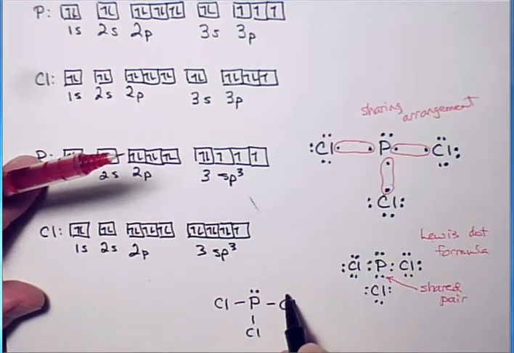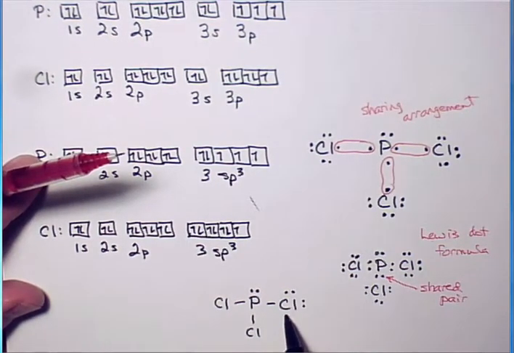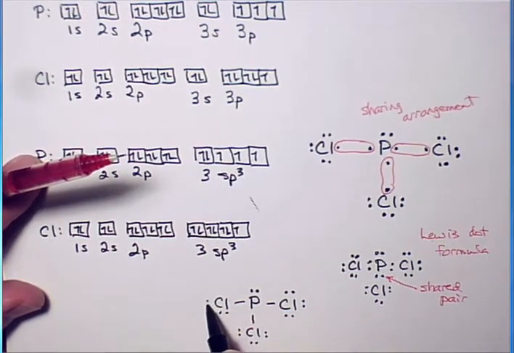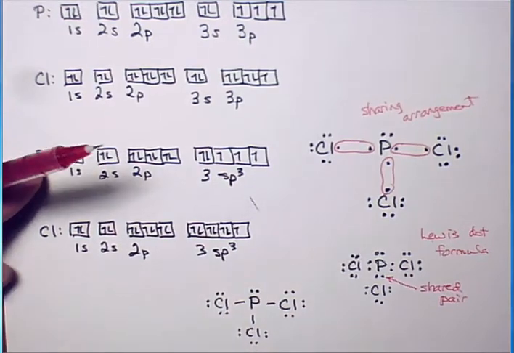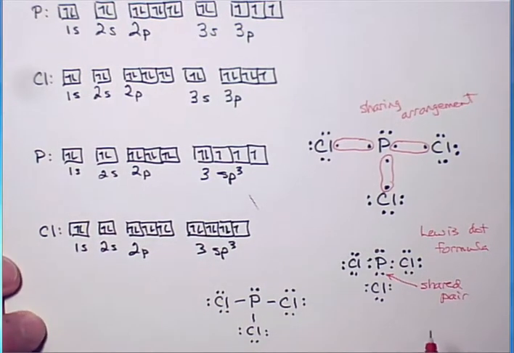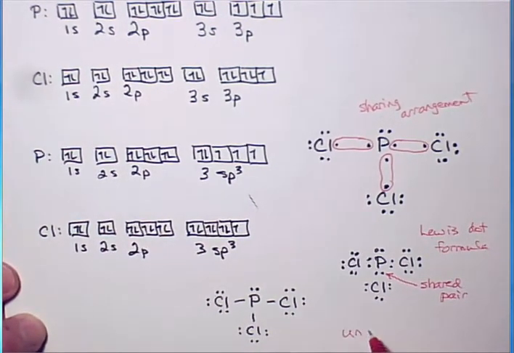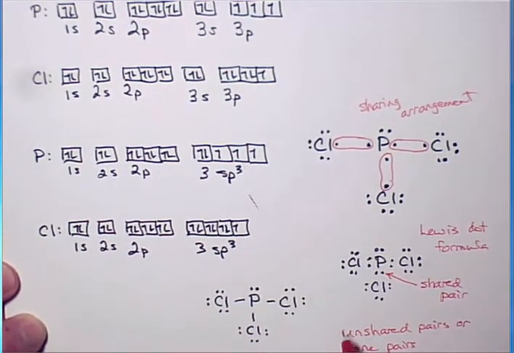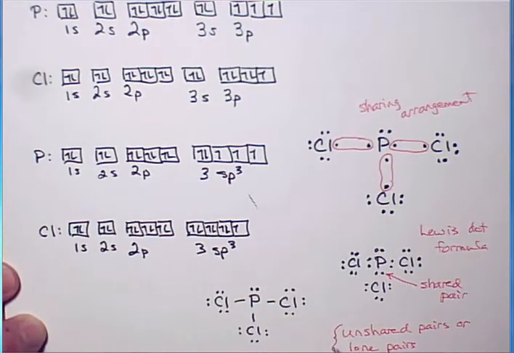We have to put the remaining dots on there. So if they're unshared, there's another term. I'll label it for you here in a minute. These dots that are left like this are sometimes called unshared pairs or lone pairs. Okay? One or the other is fine.